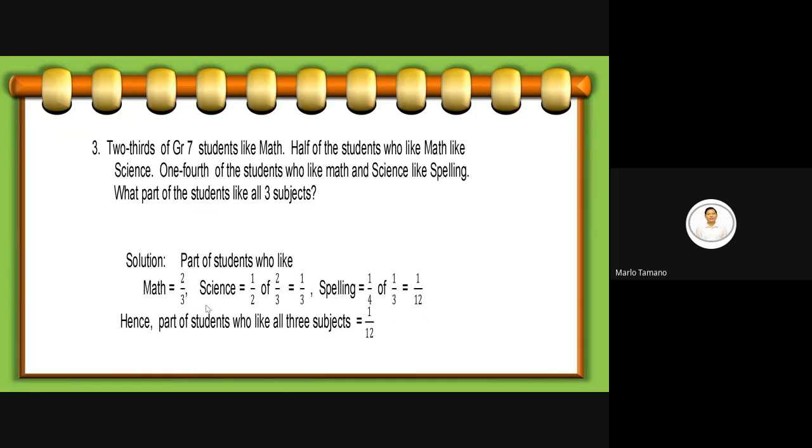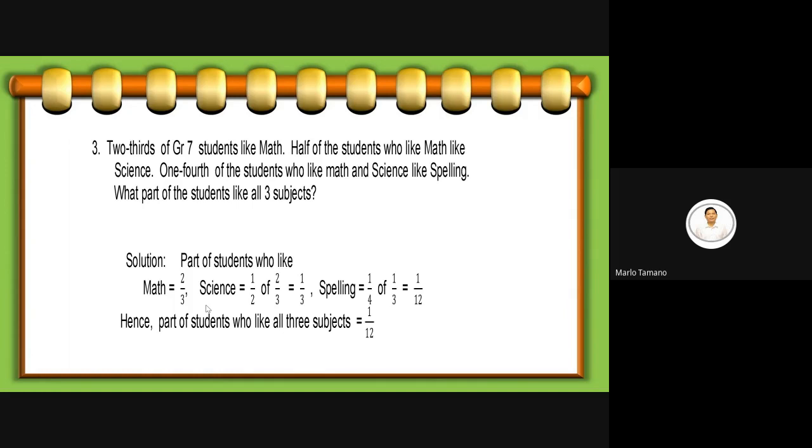Next, number 3 problem. 2/3, pakibasa po. Nandiyan na si Rafael. Ano? Rafael, pakibasa. Number 3. Wala si Rafael. Sinong magbabasa? Double time, please. Girls? Wala akong mautusan.